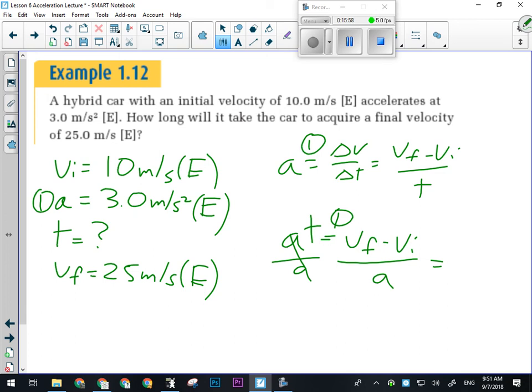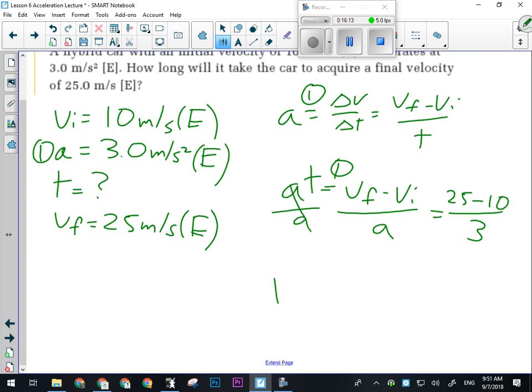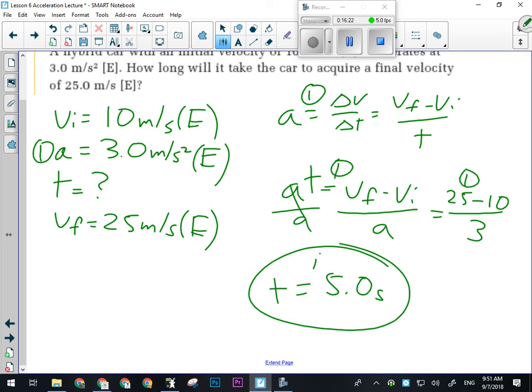You would get a mark for plugging in your numbers, so that's going to be 25 minus 10 divided by 3. Okay, so 25 meters per second east minus 10 meters per second east divided by 3 meters per second squared east, right? So we got 15 over 3. The time should be 5.0 seconds. So that question would be out of between 4 and 5 marks, right? Which is why it's important to show your work.